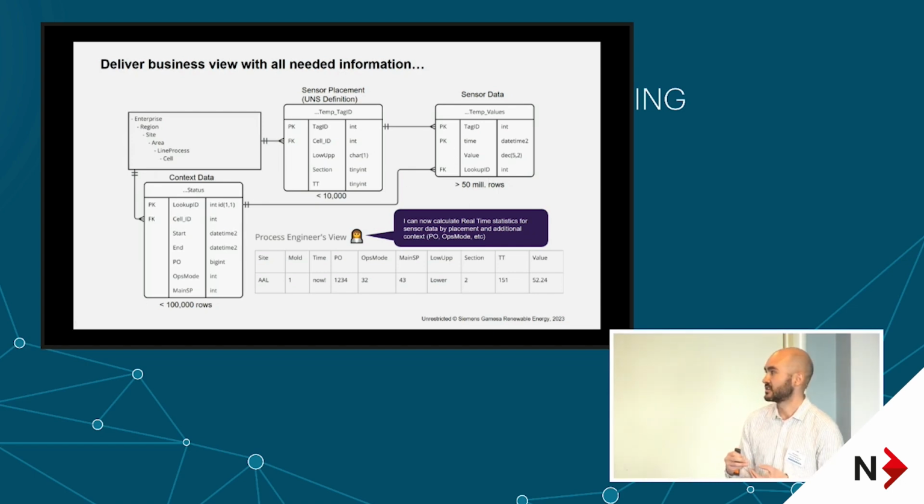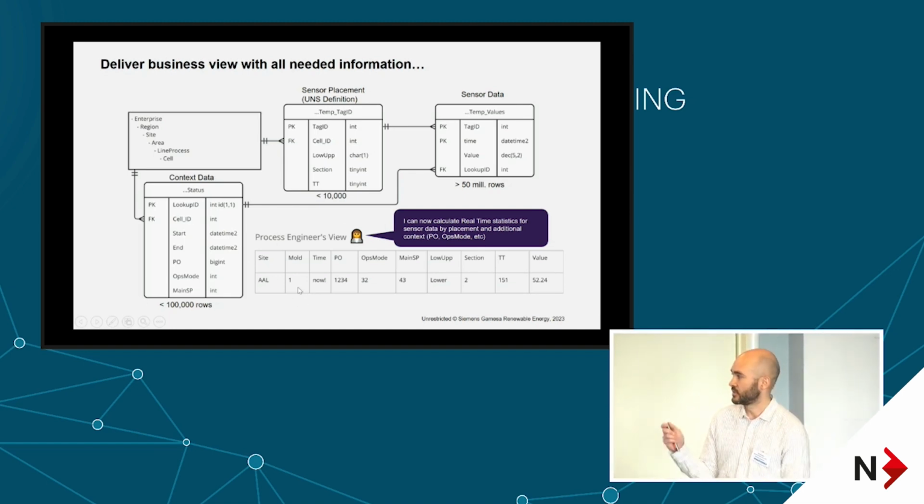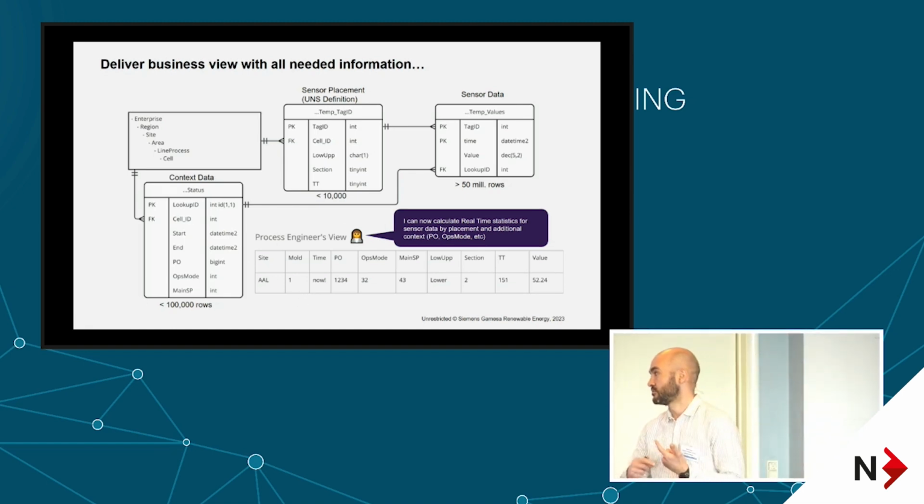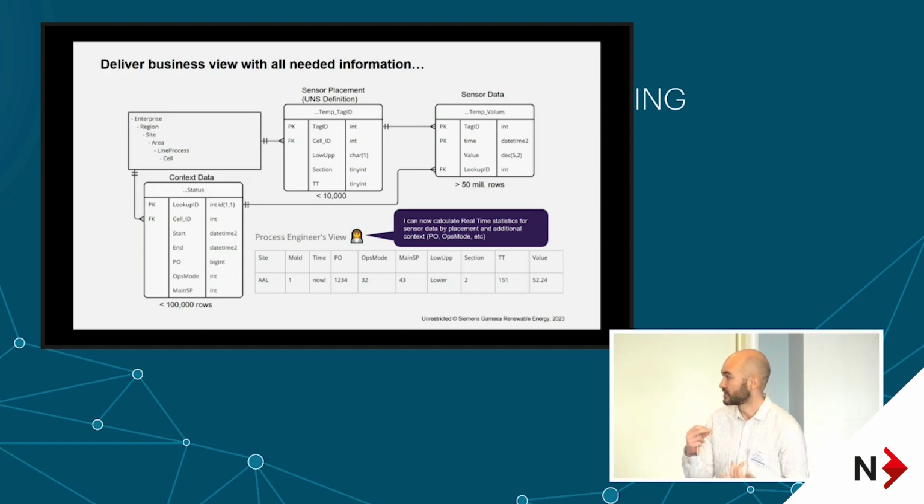So if you normalize the data tables, we remove duplicates, but also the group bys that we need to do are on the context data or the sensor placement data, and then the operation will just be a simple lookup in the sensor data table. From the process engineer's view, they have one view where they have all the data they need: which site it was, which mold, the time, the production order, the operation mode, the set point, where it is in the mold, and then the actual value.